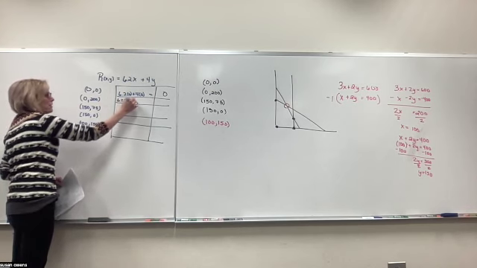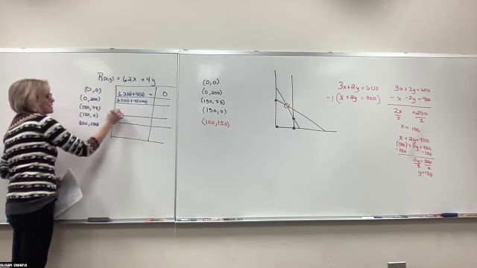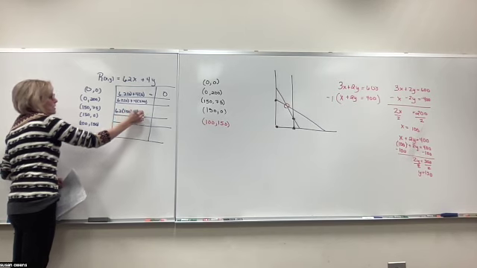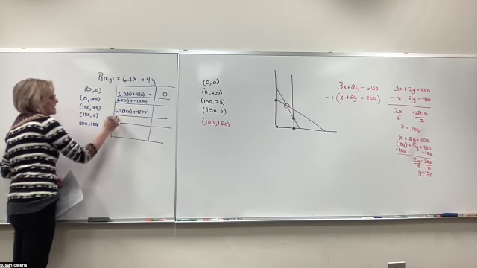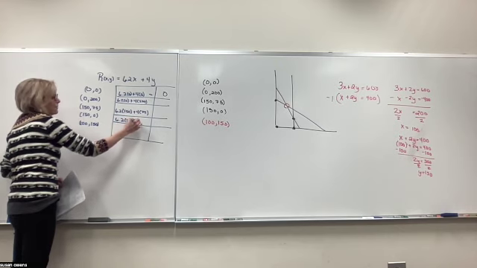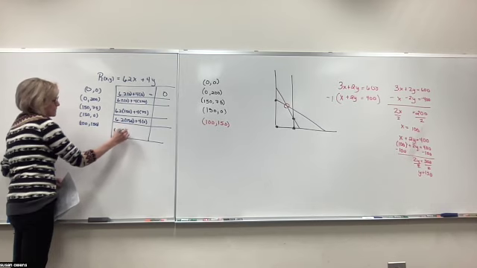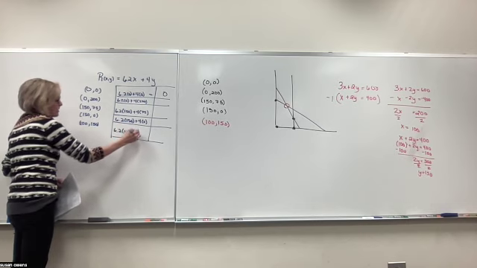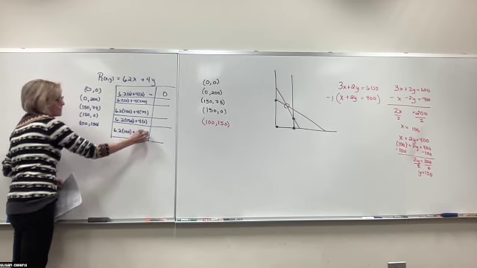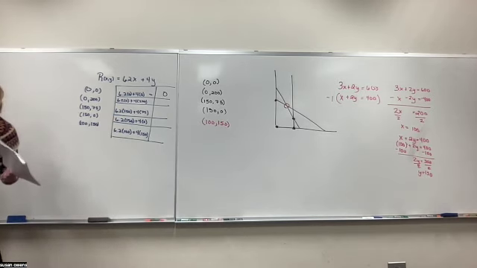6.2 times 0 plus 4 times 200, 6.2 times 150 plus 4 times 75, 6.2 times 150 plus 4 times 0, 6.2 times 100 plus 4 times 150. We're substituting the corners into our objective function. Okay?